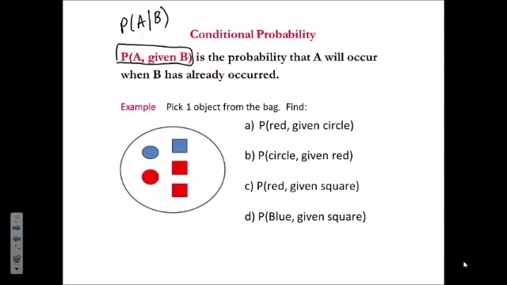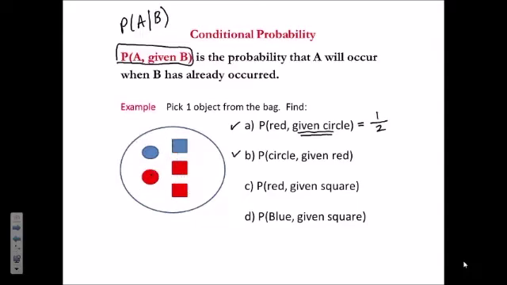Here's some examples. Pick an object from the bag. Find the probability that it's red given a circle has been picked. The way to do conditional probabilities is start with the given. Given a circle has been picked. So given, you're only talking about circles. Forget the rest. If you know a circle has been picked, what's the probability it's red? Well, there are two objects that are circles, and how many of those are red? 1 out of 2.